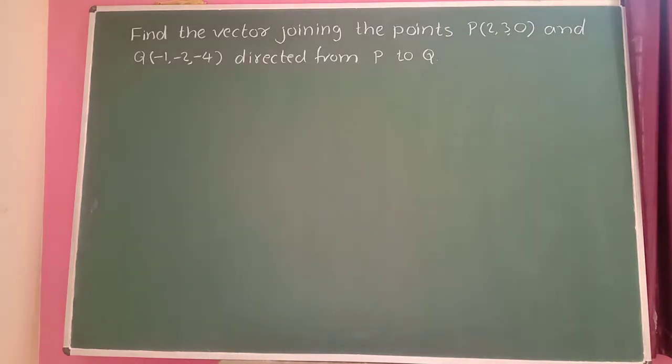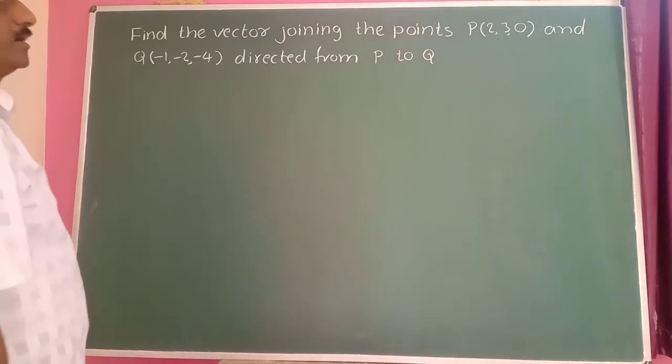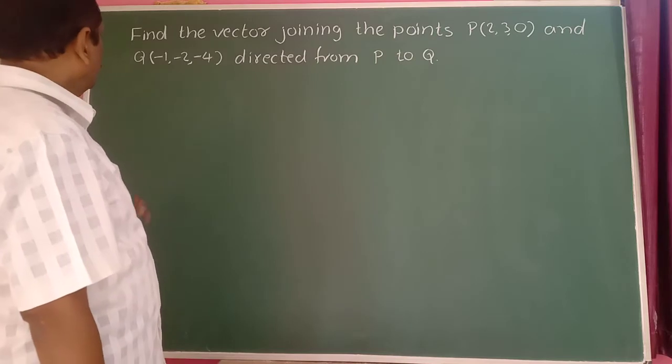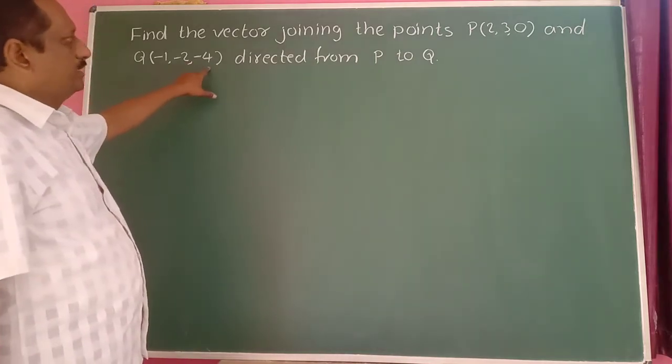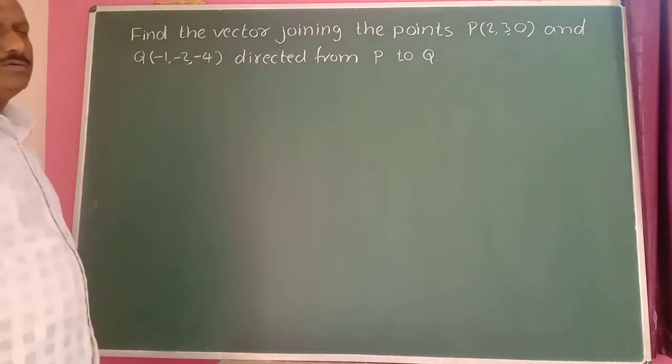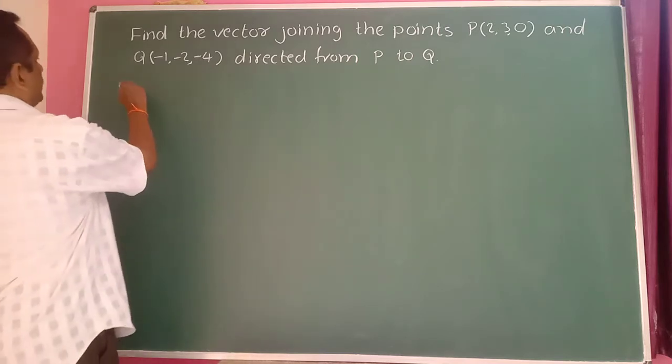So there is an example here. Find the vector joining the points P(2, 3, 0) and Q(minus 1, minus 2, minus 4) directed from P to Q. Therefore, take your solution.